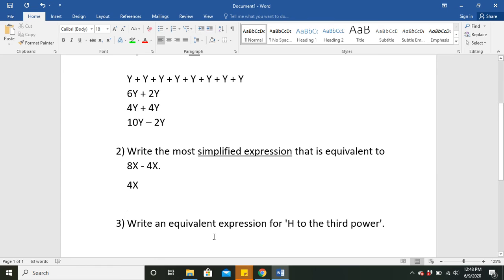There were a few things that people did where it seems like we were a little bit confused about combining those terms. We want to make sure that we're noticing the operation. We're subtracting 4x, not adding.